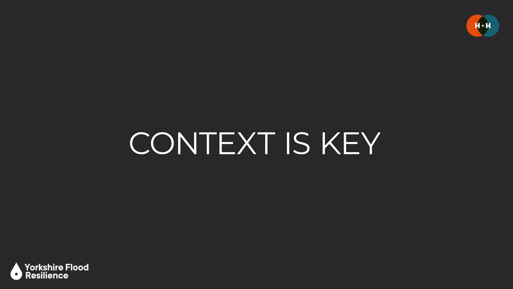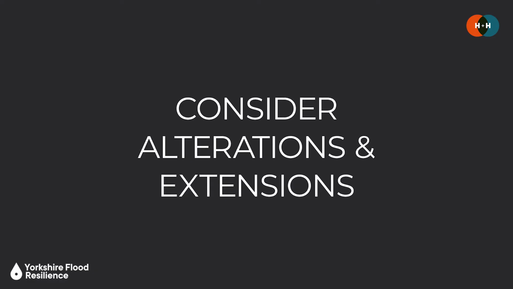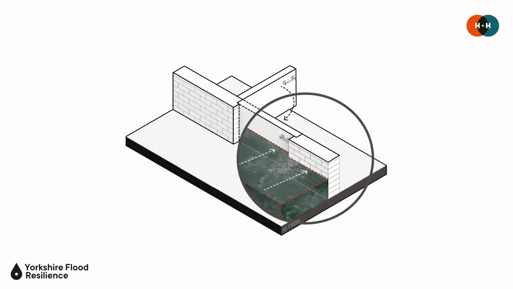So context is key, but we do also need to be aware that on many properties there can have been extensive alterations and extensions made over time. And these can be weak points which could potentially undermine a resistance-based approach. And planning and conservation policies can also limit the type of resistance measures that are able to be used on or around a property. So flood walls, for example, can require planning permission and even modelling to be sure that it's not pushing the problem elsewhere and that they function correctly.